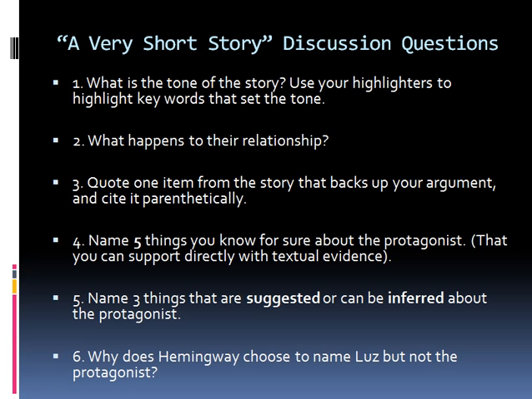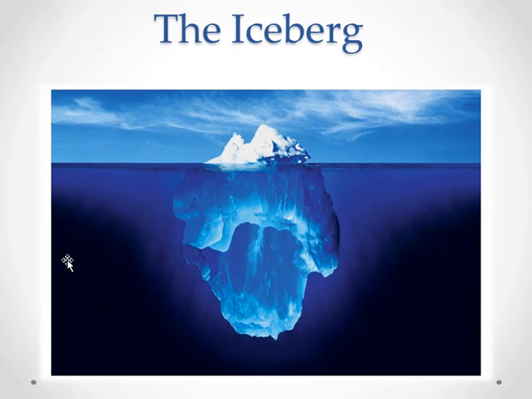For number 3, we've covered. So number 4, name 5 things you know for sure about the protagonist. That means you can back it up 100% from the story. That's a little bit harder because Hemingway uses the iceberg effect, where we only see certain details with many more of them being suggested about the character.